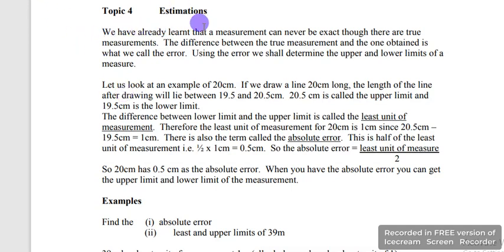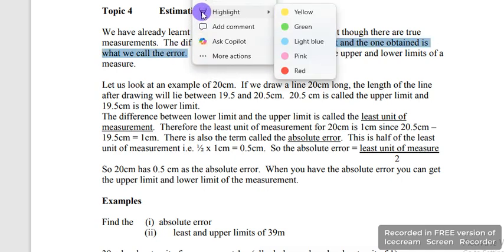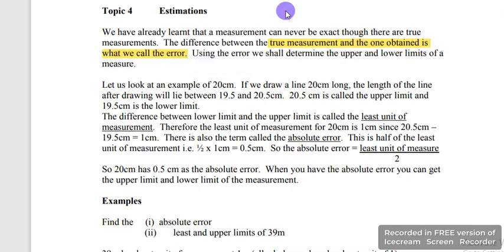We have already learned that a measurement can never be exact. You agree with that because I also gave an example of a ruler. So there is no exact measurement. The difference between the measurement and the one obtained is what we call the error.